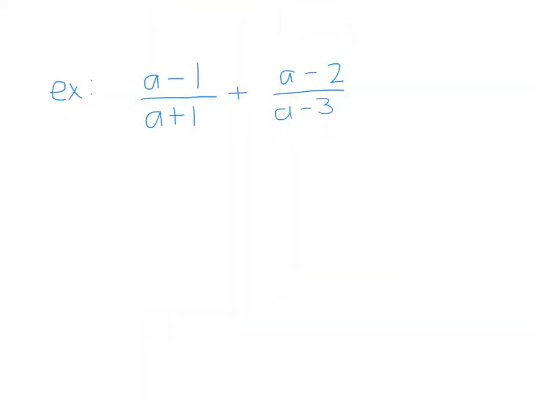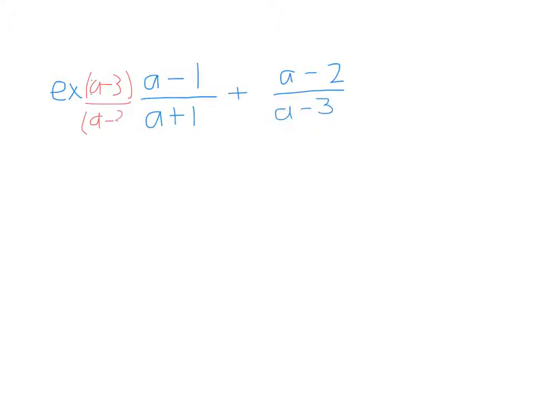Here we have another example. So we try to factor the denominators and see that there's nothing to factor, and the denominators do not share any factors. They're totally different. So this first one, we're going to need to multiply by the denominator in the second one, top and bottom, a minus 3 over a minus 3.